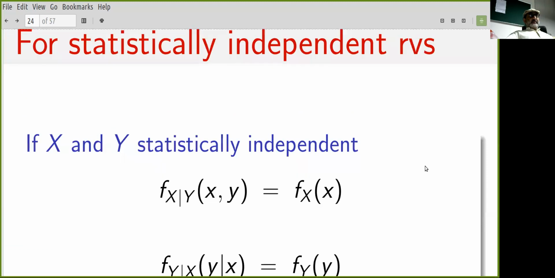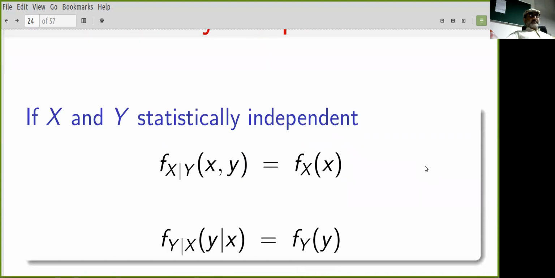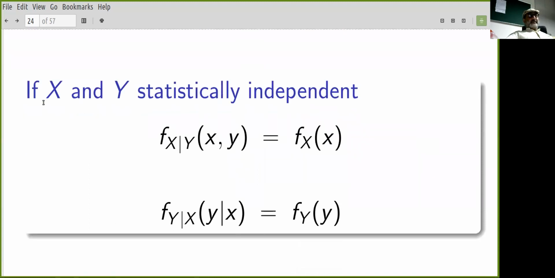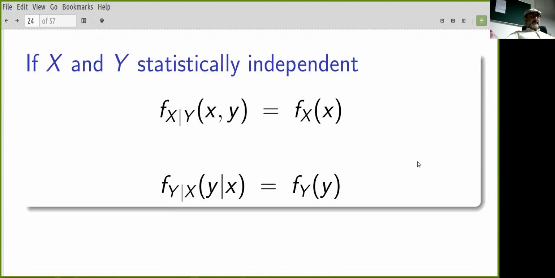Now, as we had for conditional PMFs, for conditional PDFs, in the special case where x and y are statistically independent, we have that the conditional for x given y is the same as the marginal for x, and the conditional for y given x is the same as the marginal PDF for y.